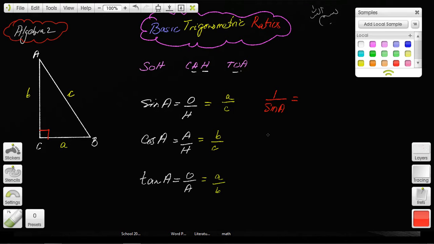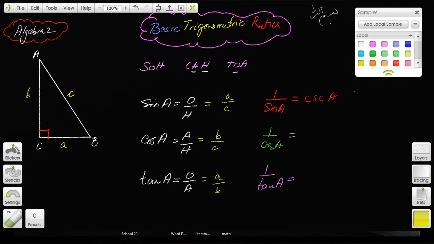Inverse sine of A. And then there's another one that's defined using the flip of the cosine of A. And the third one is also defined using a flip. In other words, you take the reciprocal: 1 over tangent of A. So there are 3 other ratios that are just inverses of these. So inverse sine of A, or 1 over sine of A, is called cosecant of A.